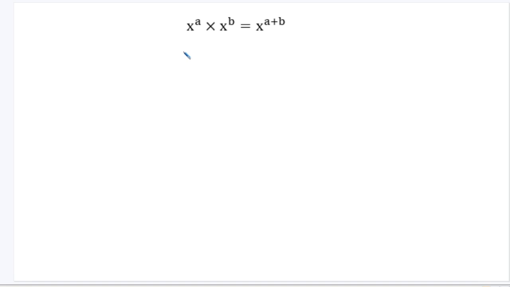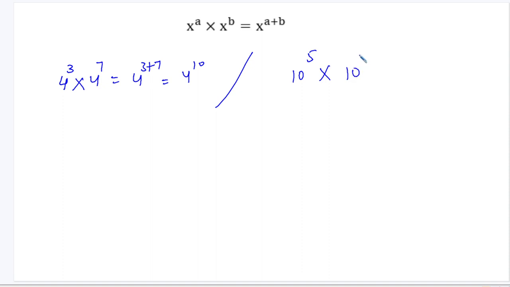Next concept is about when there are same components and the numbers are in multiplication, we can add their powers. For example, 4 to the power of 3 multiplied by 4 to the power of 7 will be 4 to the power of 3 plus 7, that is 4 to the power of 10. Any other number, say 10 to the power of 5 multiplied by 10 to the power of 8 will be the addition of the two powers, 8 plus 5, so 13.